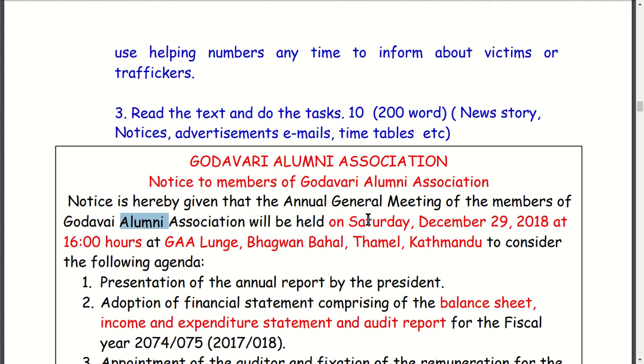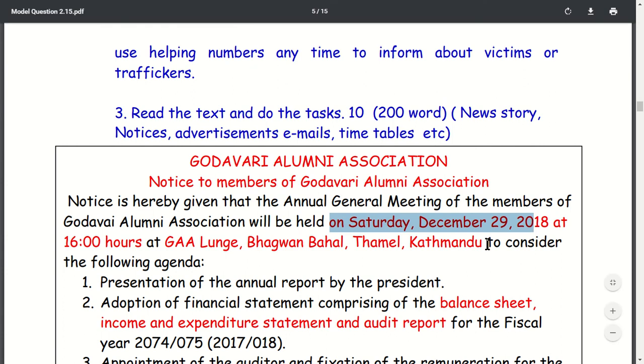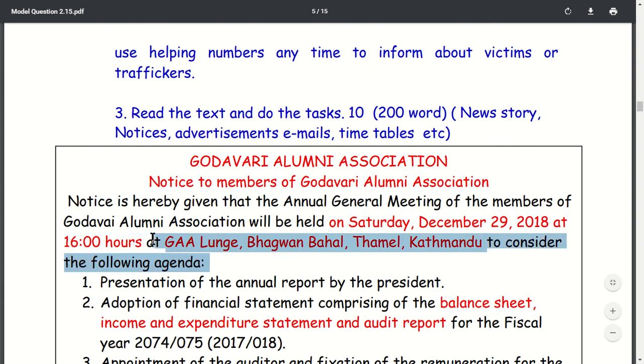It will be held on Saturday, December 29, 2018. This is the date. At 16 hours, 4 baje. The place is named here. The general assembly will consider the following. These are the agenda of the meeting here.